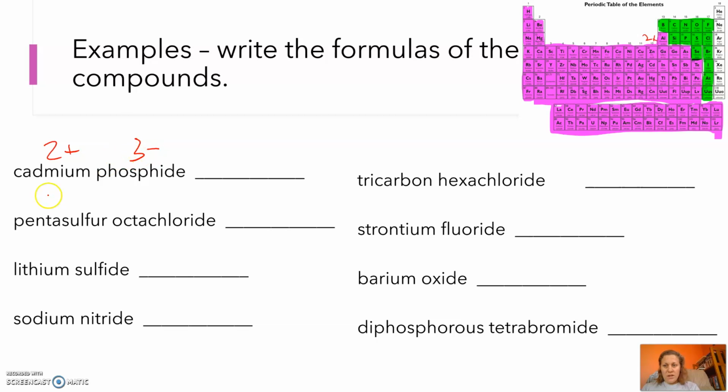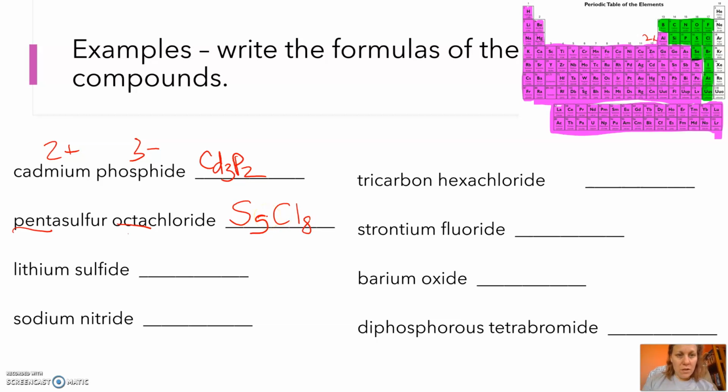So the formula, then you switch the charges. Cadmium gets the 3, the phosphorus gets the 2. Prefixes. Pentasulfur, so S5 octachloride. Cl, octa is 8.